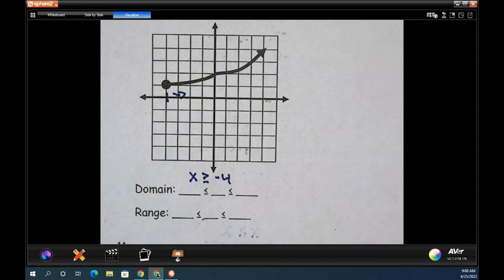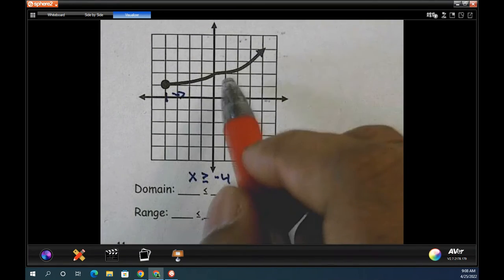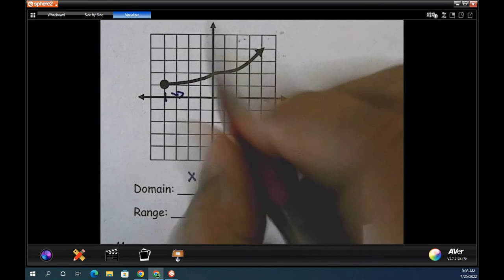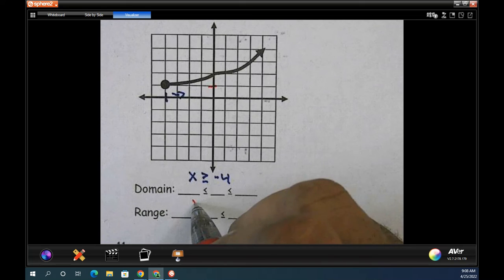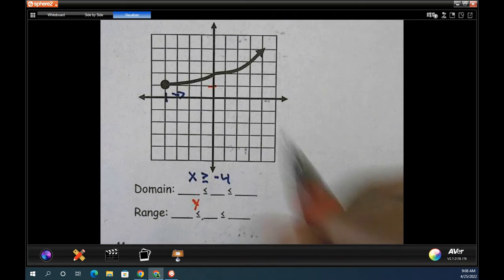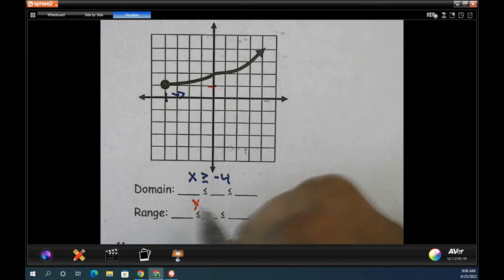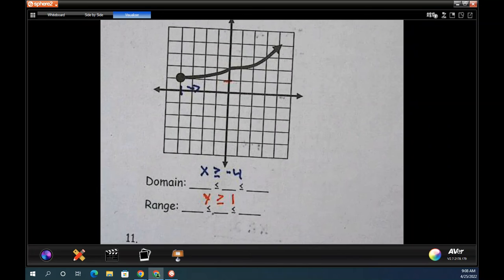Get it? Now, the range. Here's the thing. It's going up. So here's its lowest point. If it's going up, all right. So y is greater than or equal to 1. That's it.